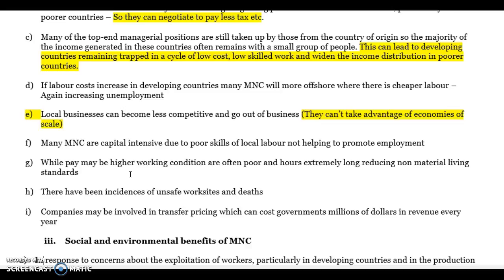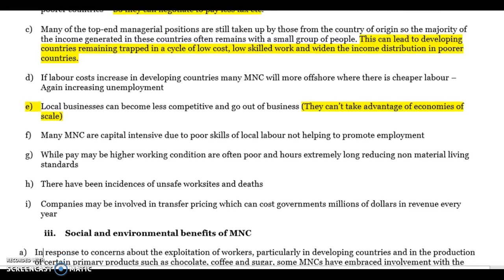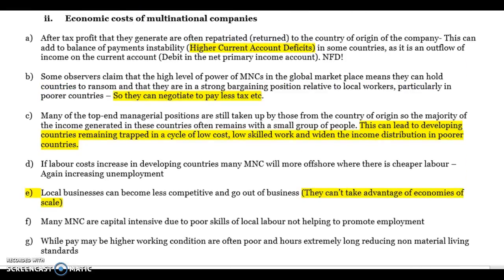So there are negative economic implications from these multinational corporations that include things like transfer pricing, the fact that working conditions are often poor, that they can hurt local businesses, and that they don't often develop the skills of the local workers because the managerial positions are taken up by people from the home country. They often can negotiate to pay less tax, and one of the main problems is the amount of profits that flow overseas, hurting our current account deficits as well.